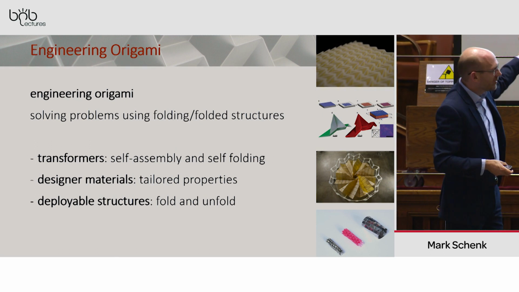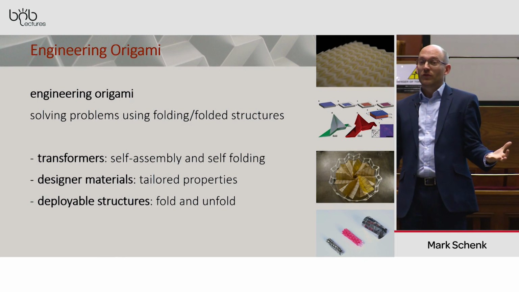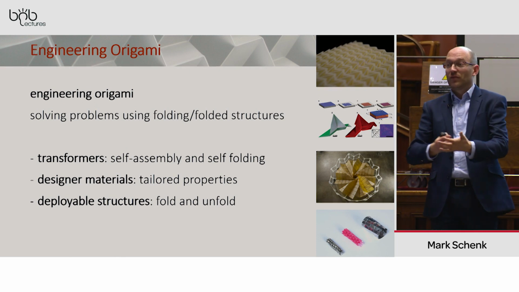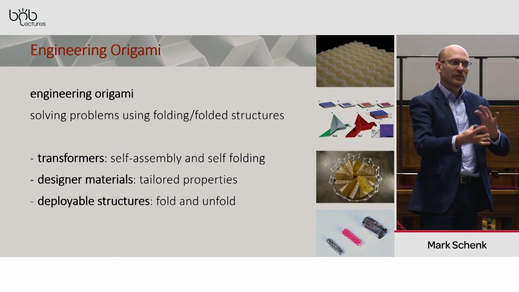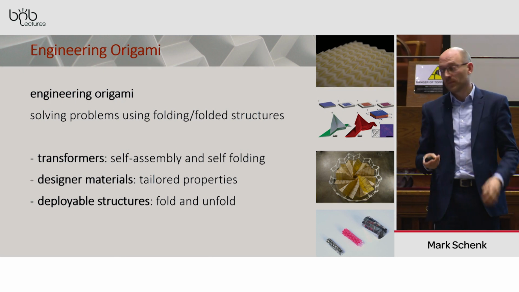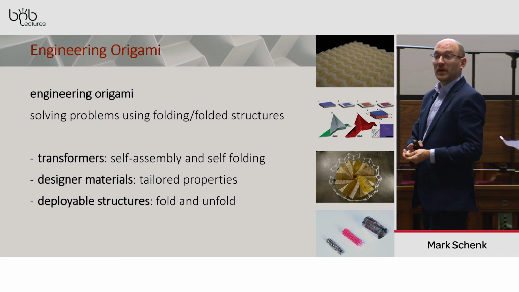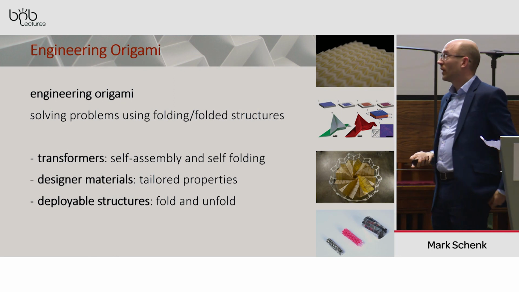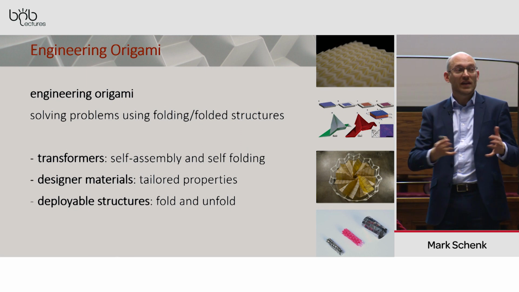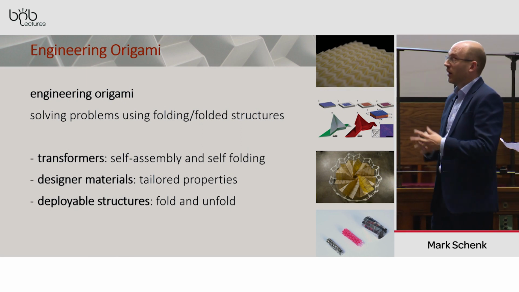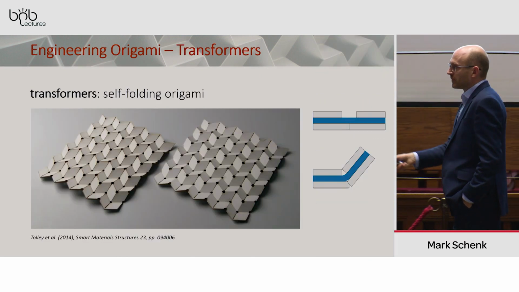I've categorized what we can try and solve into three topics. One is we can make transformers: things that can change shape and fold themselves into a 3D object. We can also make designer materials: things that behave in different ways depending on how we fold them. And the last thing is deployable structures. Kind of like the solar panel that Miura made, we can make something small and then deploy it in orbit. So I'm going to work my way through these three topics and show you examples of how we engineers want to use origami for applications. So, start with transformers.